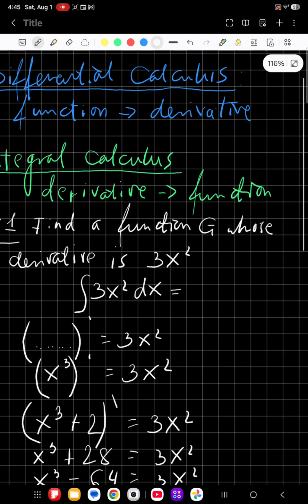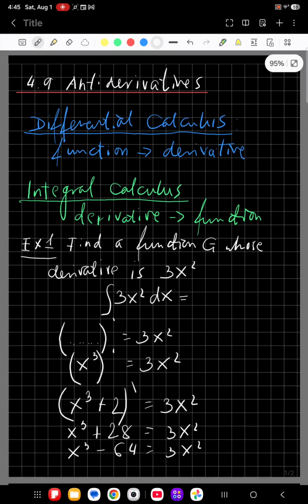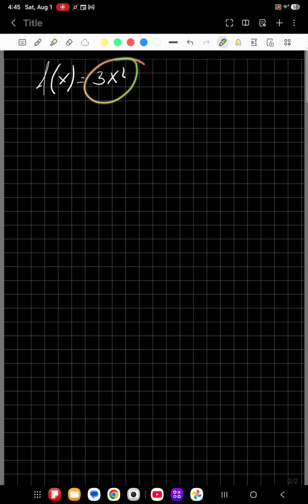Okay, so let's go back to that notation with the integral. Let's actually go back and answer the question. Let's solve the problem: find a function g whose derivative is 3x squared. So the way we'll do it is, our function f of x is 3x squared. Now the function g whose derivative is that 3x squared, we know what it is, x cubed. So I'm going to write g of x equals x cubed.